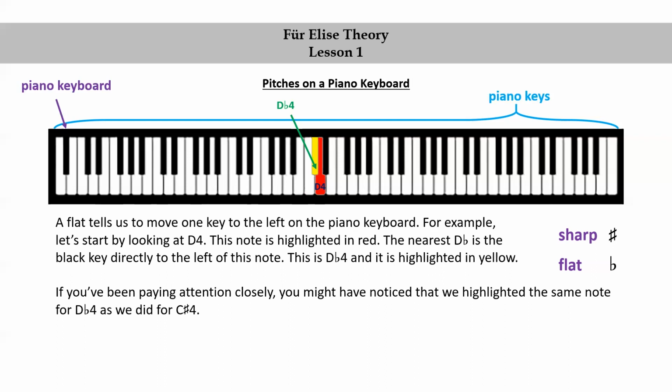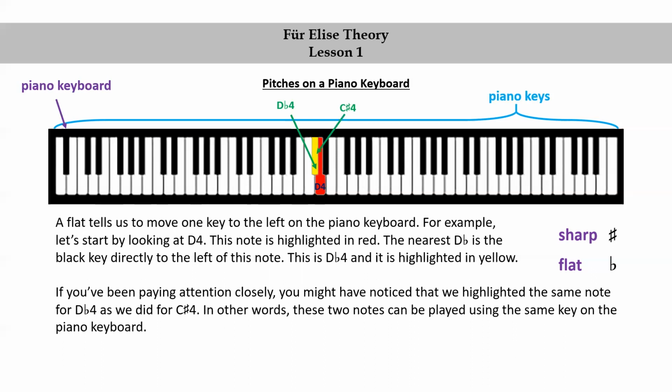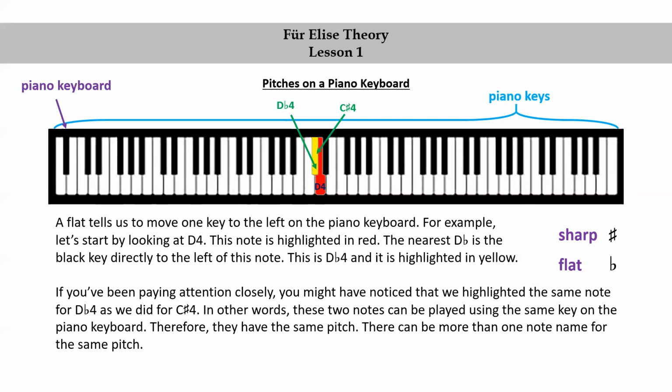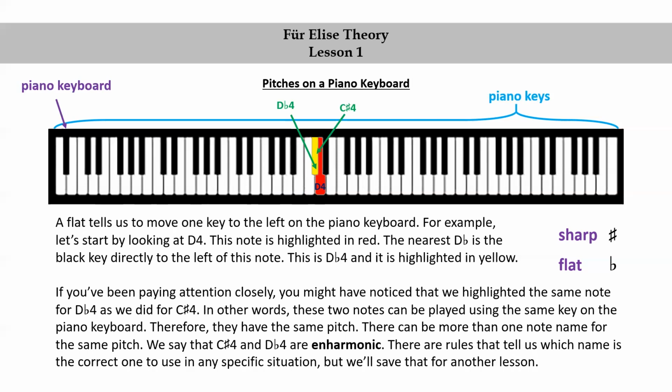If you've been paying close attention, you might have noticed that we highlighted the same note for D flat 4 as we did for C sharp 4. In other words, these two notes can be played using the same key on the piano keyboard. Therefore, they have the same pitch. There can be more than one note name for the same pitch. We say that C sharp 4 and D flat 4 are enharmonic. There are rules that tell us which name is the correct one to use in any specific situation, but we'll save that for another lesson.